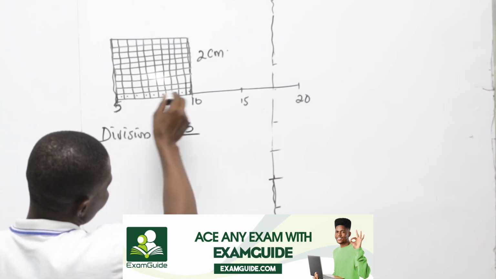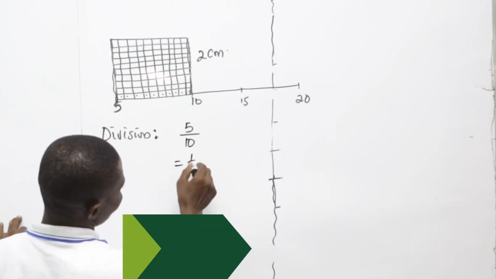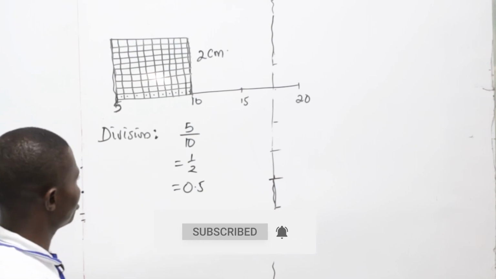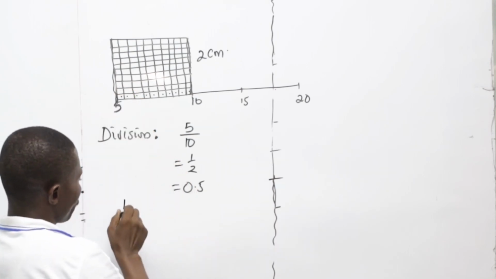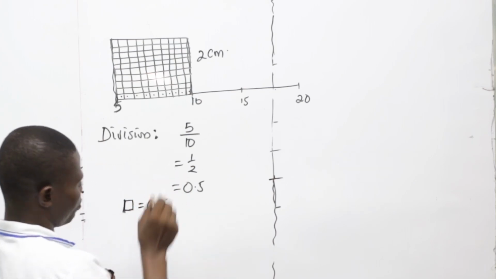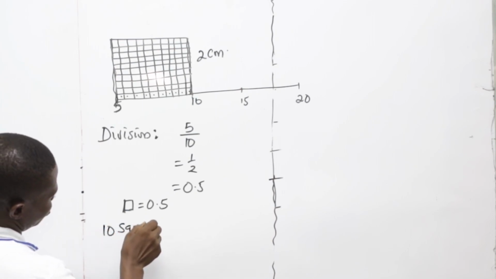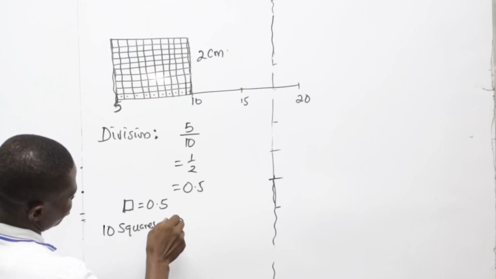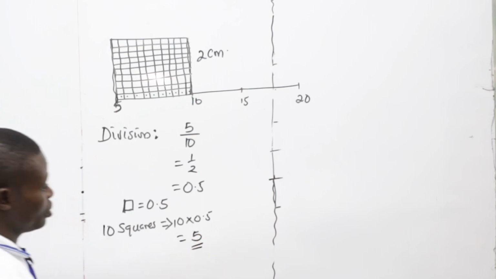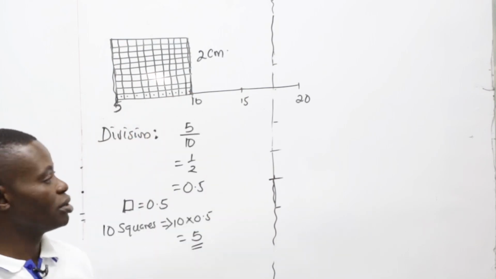5 all over. How many squares do you have in a graph? Is 10. Meaning 1 over 2. That is 0.5. This will now mean that each square, 1 square equals 0.5. Then 10 squares implies 10 times what? 0.5, which will give us what? 5. That is good. And that is that for under this condition.